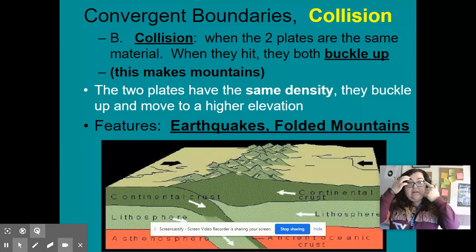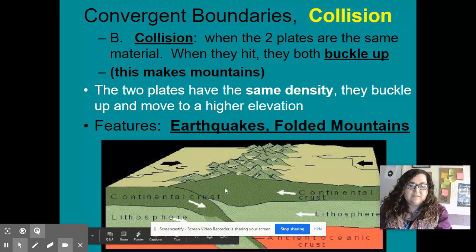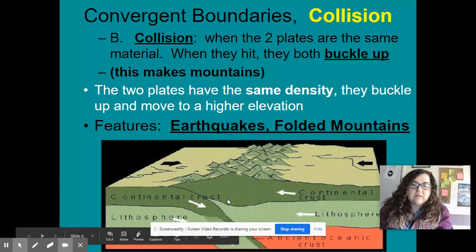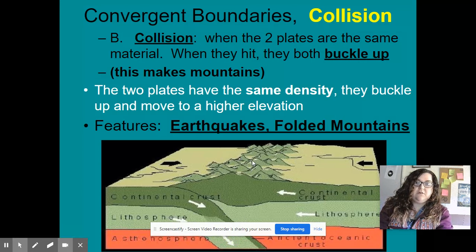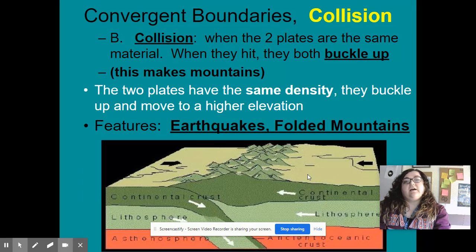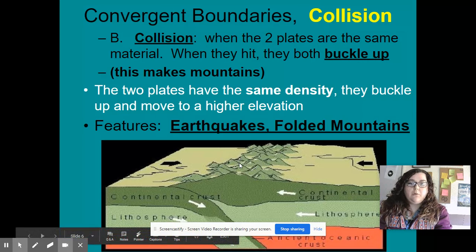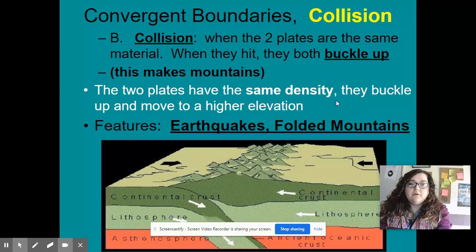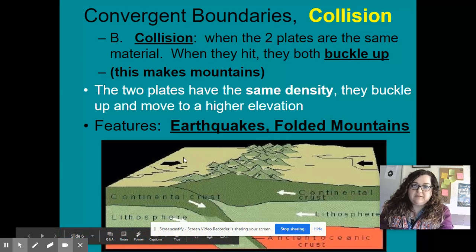That's kind of what this means whenever we say these two plates buckle. They come together and they're both just as strong as the other, and they just go up. In reality, they're going up and down, but we only see the up portion. Down here on the bottom, this is a little misrepresented because it would be a lot more messy. But the general idea is that these two plates are made of the same thing, so one is not necessarily going to go underneath the other. They both hit each other and go up because they have the same density.